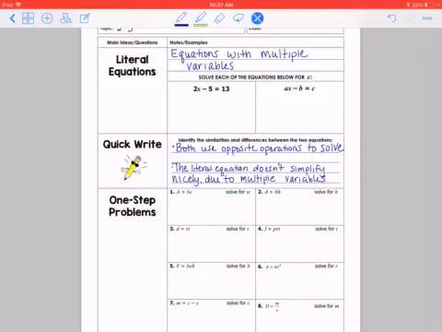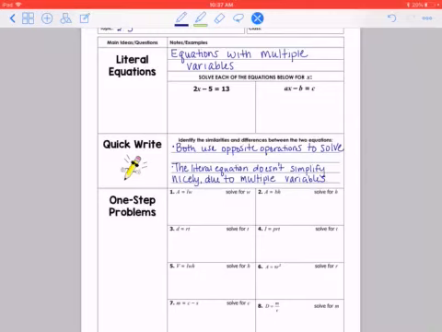Algebra 1. Today we're going to do 2.6, which is called literal equations. I absolutely love this section. So literal equations are just normal equations that have only variables. And so we solve them the same way that we do other equations, but your answers are not going to simplify as nicely as we're used to.